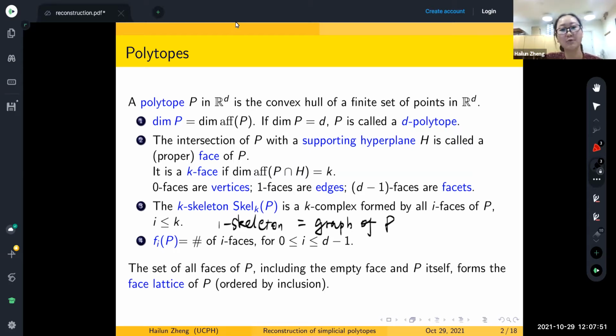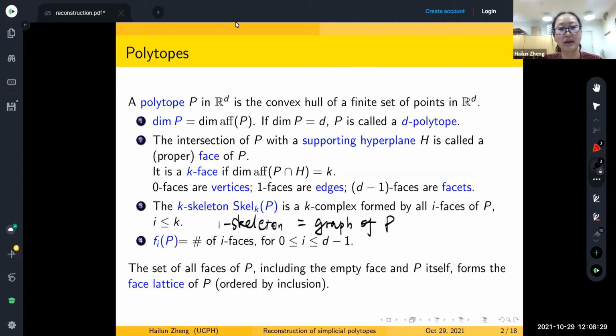Finally, we can also count the number of faces in each dimension. These are usually called face numbers, or f-numbers. f0, for example, is the number of zero-dimensional faces, so that's the number of vertices, and you can also count the number of edges, etc. These numbers are recorded and called the face numbers. This contains the combinatorial information of a polytope.